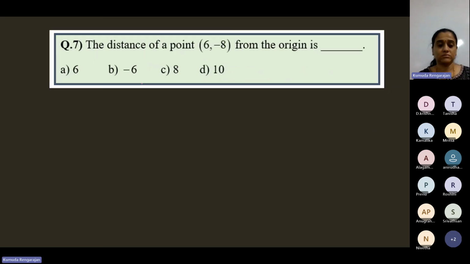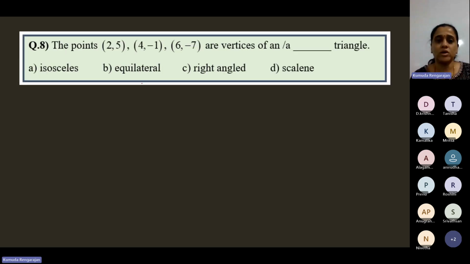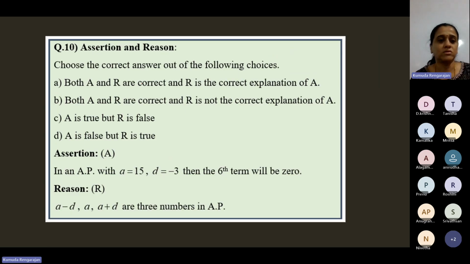Okay, next one. Coordinate geometry, some of us have not learned. So we'll not take up questions from coordinate geometry because some of us have not learned. So I'm skipping this for now. This one also.